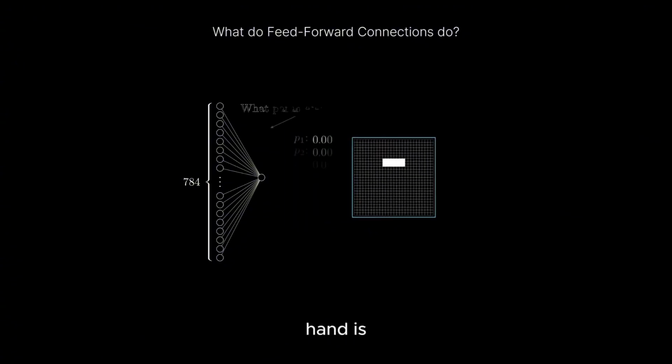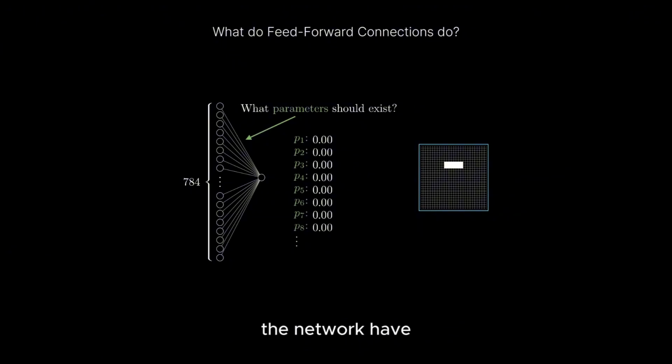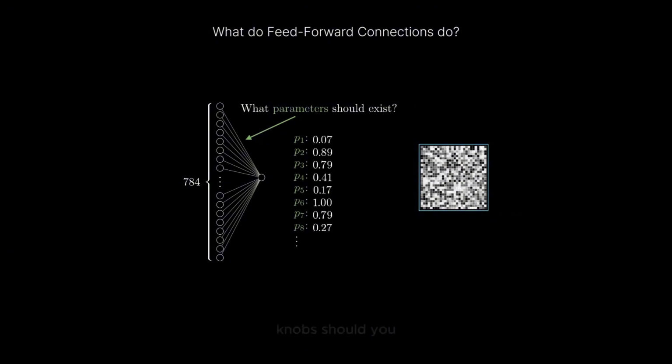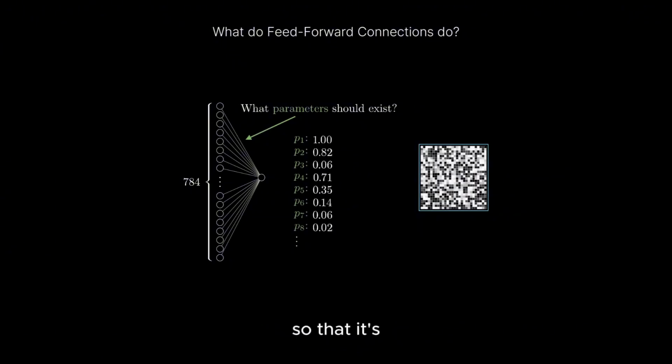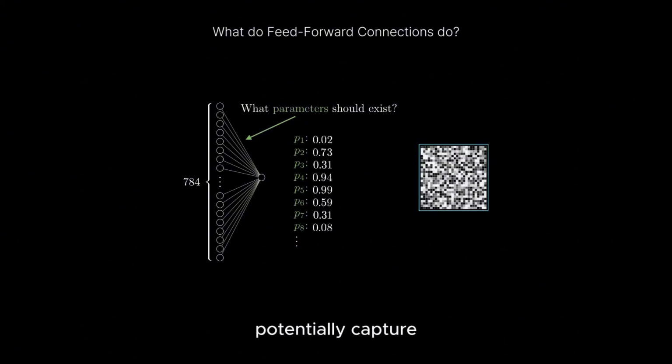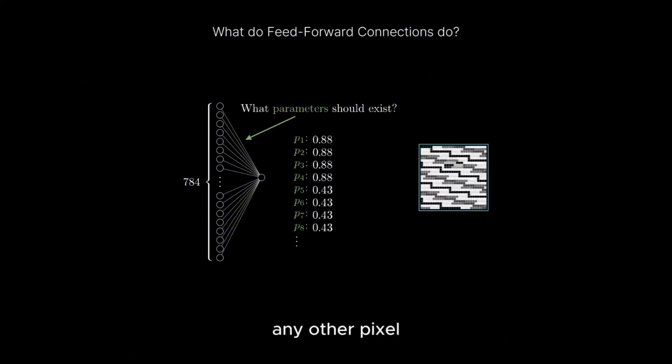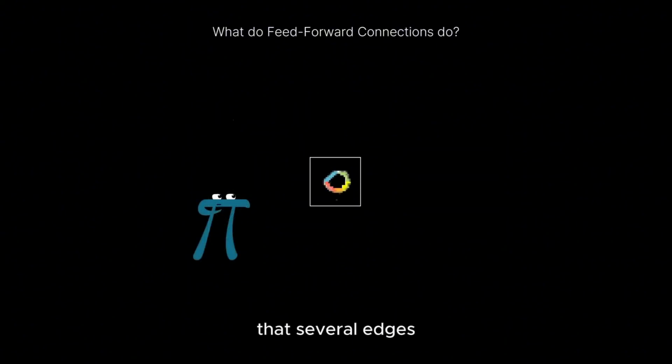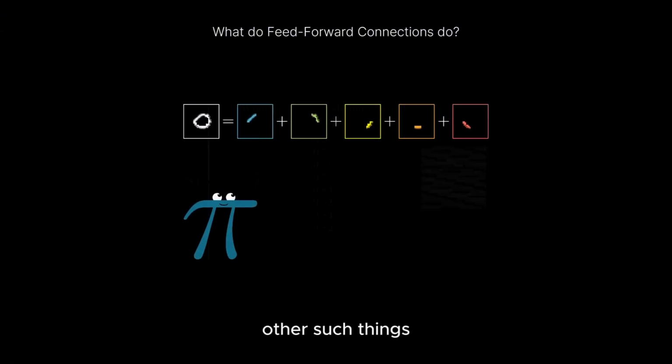The question at hand is, what parameters should the network have? What dials and knobs should you be able to tweak so that it's expressive enough to potentially capture this pattern, or any other pixel pattern, or the pattern that several edges can make a loop, and other such things?